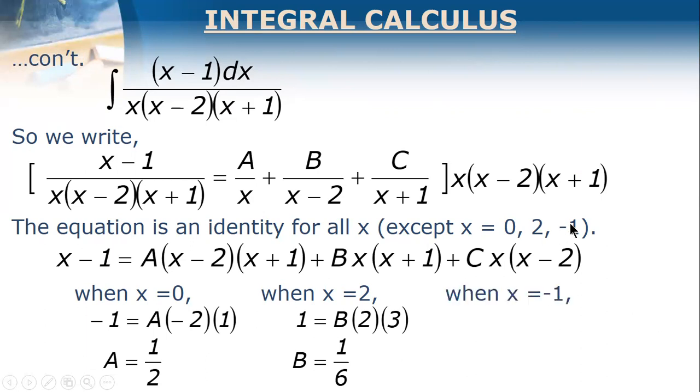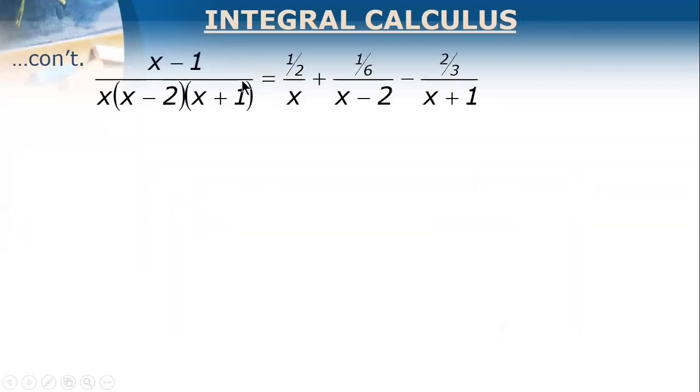And then when x is equal to negative 1, the first term is 0, second term is 0, and we can solve for c. Negative 1 minus 1 is negative 2, negative 1, negative 1, negative 2. Sorry. Negative 1 minus 2 is negative 3. And so c is equal to negative 2/3. So the next step is to substitute 1 half, 1 over 6, and negative 2/3. This one, 1 half, 1 over 6, negative 2/3.